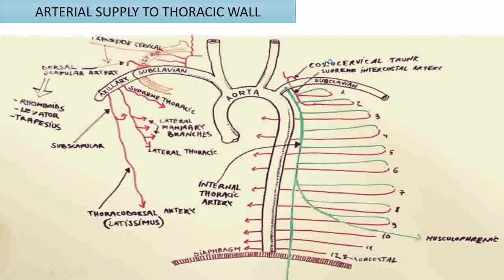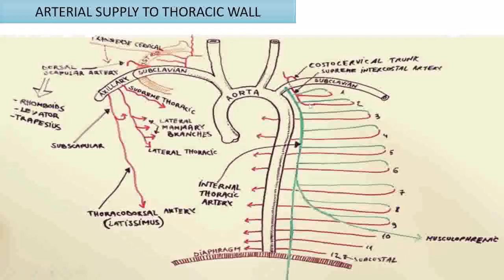The first 2 posterior intercostal arteries arise from the costocervical trunk, which is the first division of the subclavian artery. The costocervical trunk gives rise to 2 branches. The branch of interest here is the supreme intercostal artery. The supreme intercostal artery is the one that gives rise to the first 2 posterior intercostal arteries. So who says posterior? Say anterior.